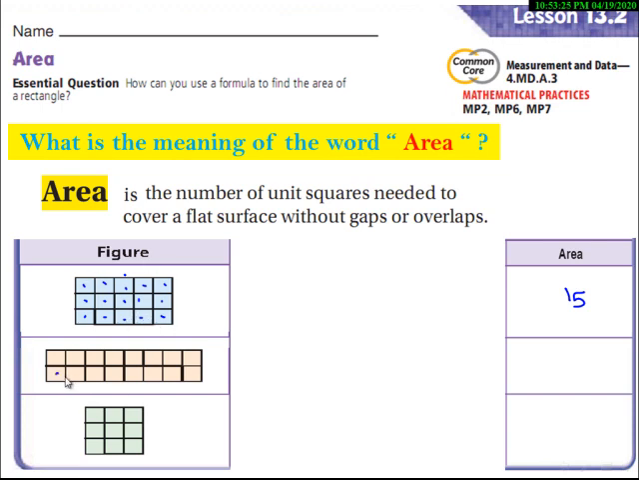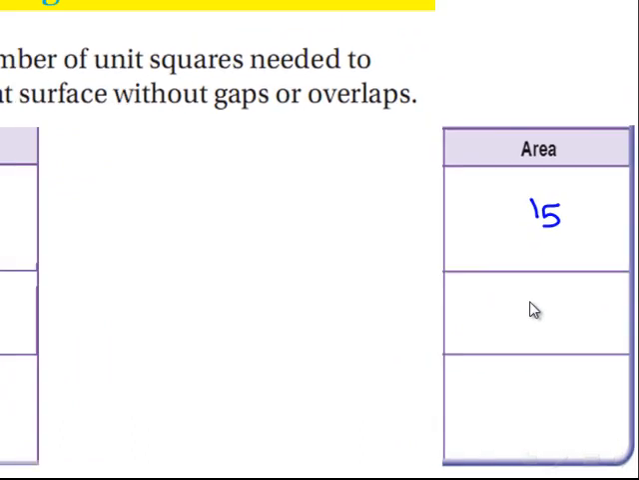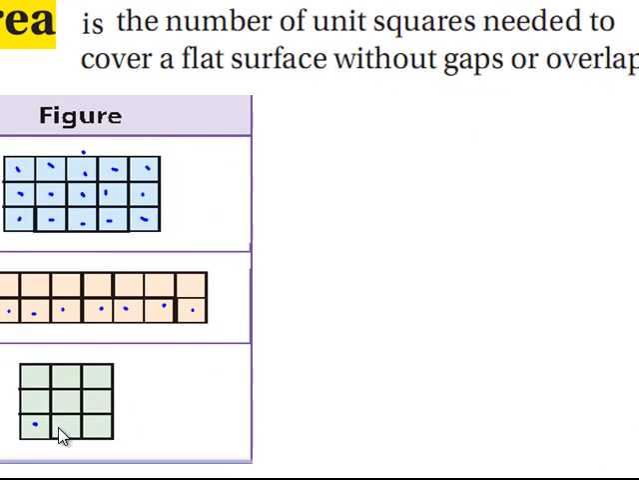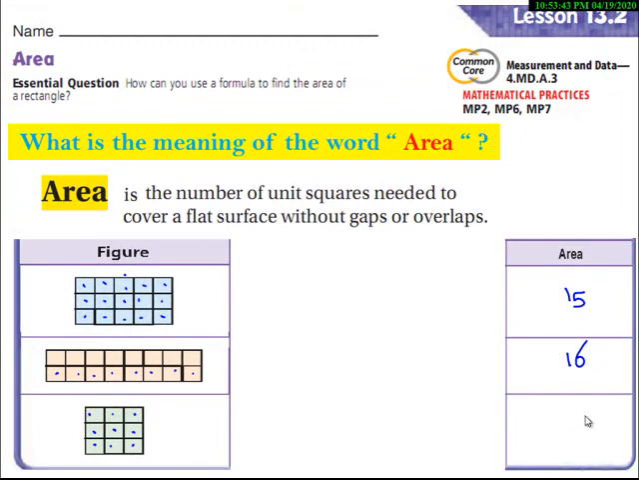For the second one, 1, 2, 3, 4, 5, 6, 7, 8, and plus 8, so it's 16. Its area is 16 squares. For the third one, 1, 2, 3, 4, 5, 6, 7, 8, 9. So its area is 9 squares.